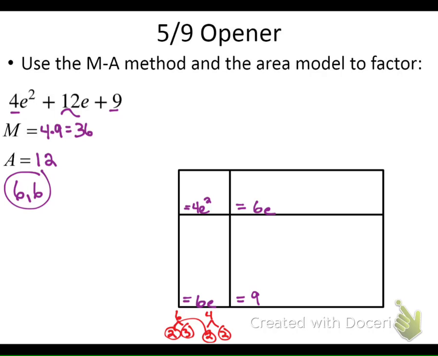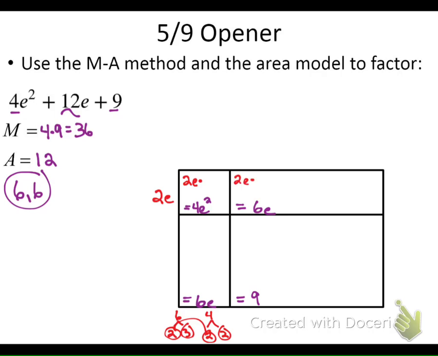So where does this 2 go? My greatest common factor for my top row is 2. It goes for my top height. What else needs to go with that 2? That variable e, because they both share an e. So because it's my height, I'm going to go ahead and put height times something to get to my width.